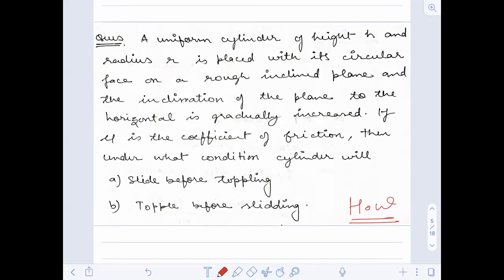Fine. Now the next topic that we are going to see today is, in this question you have to find the condition for sliding before toppling, and the condition for toppling before sliding. Both the conditions you have to calculate. Tomorrow when we come together, I'll ask you the first question about this only. I need the answer for this question tomorrow. This rotation topic is very important for JEE Mains and Advanced also.